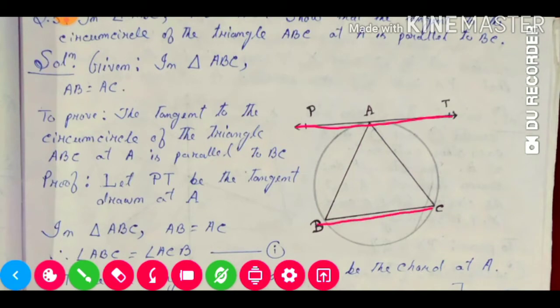Given: in triangle ABC, AB is equal to AC. To prove, what to prove? The tangent to the circumcircle of the triangle ABC at A, this tangent, inside this circle, this triangle, this tangent is PT, is parallel to BC. Proof: let PT be the tangent at A.